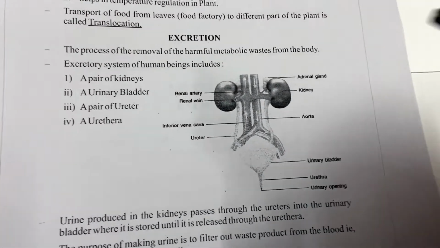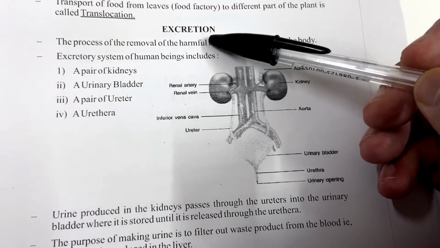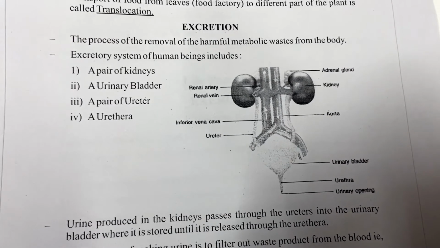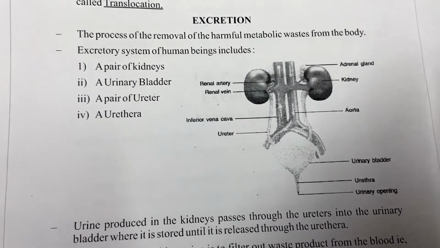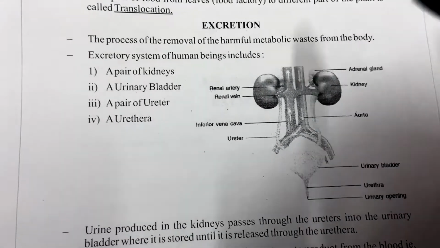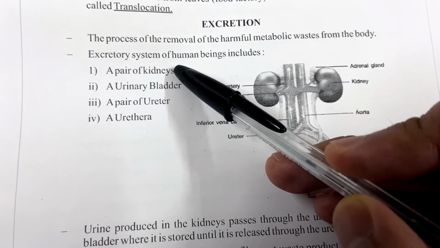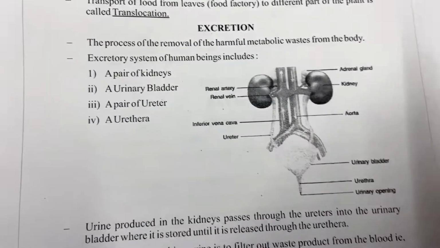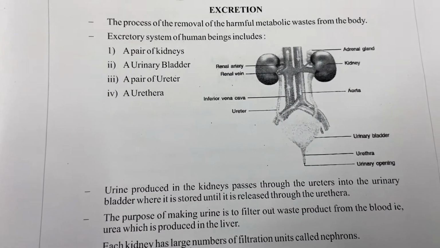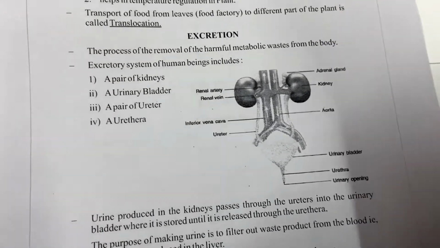Now let us study the last life process, that is excretion. Excretion is removal of waste products from the body. The excretory organs in humans consist of a pair of kidneys, a urinary bladder, a pair of ureters, and a urethra. Now let us understand this with the help of a diagram.